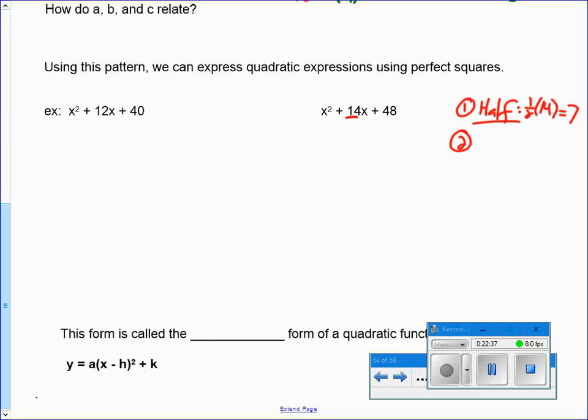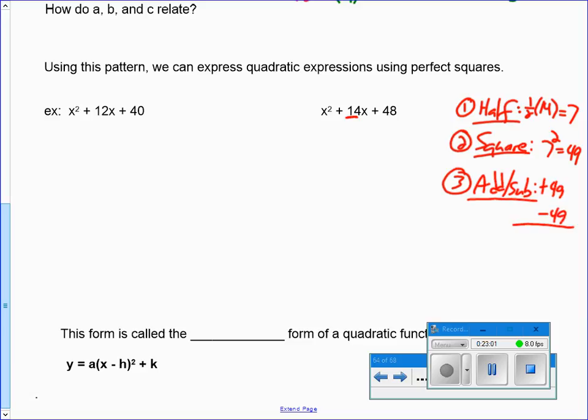We notice the number at the end was the square. So I'm going to take the 7 and square it, and that gives me 49. Alright, the third thing I'm going to do is I want to write this as a perfect square. So I'm going to add and subtract the same number on the same side of the equation. So if I add 49 and subtract 49, I get 0. So there's no change to the equation. So I have x squared plus 14x plus 49 plus 48 minus 49.